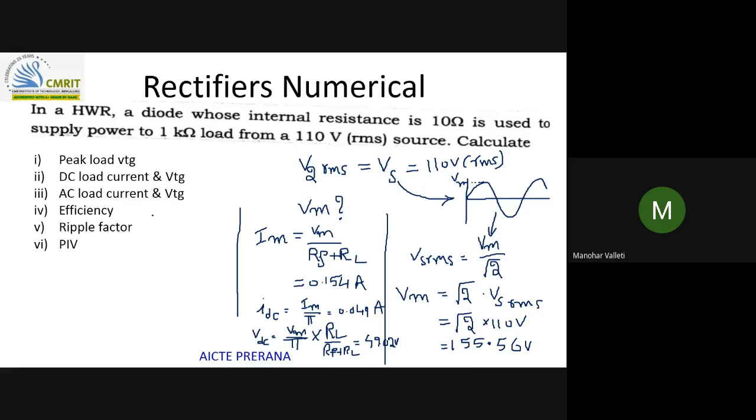Next is IRMS, VRMS. Waiting for your response. 0.077 amps. Same, use exact analysis. Don't use approximate analysis for VRMS. And tell me VRMS. Try to know the units.